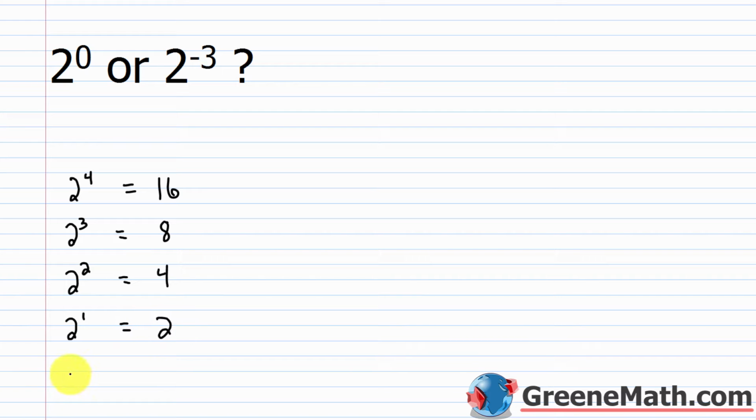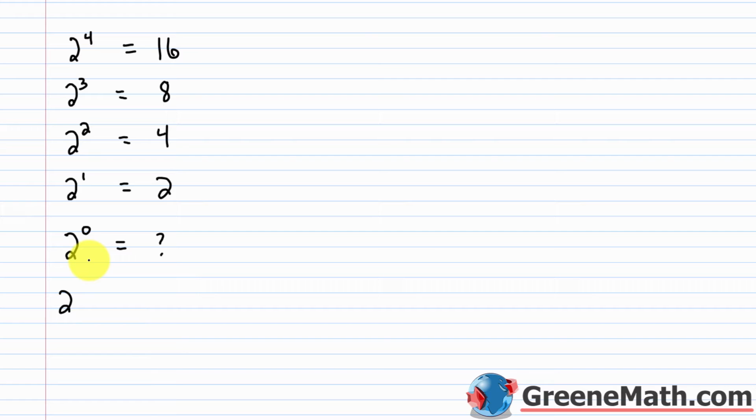So now I'm going to put 2 to the power of 0 here, and I'm just going to put a question mark for right now. I'm also going to put 2 to the power of negative 1, and 2 to the power of negative 2. And let's see if we can use some basic reasoning to get some answers here. So the first question I would ask you is, do you notice any pattern here?